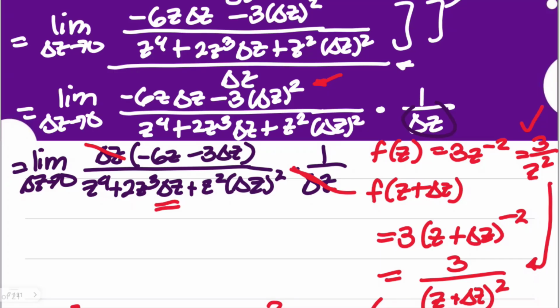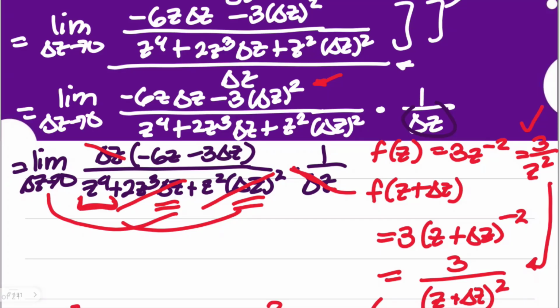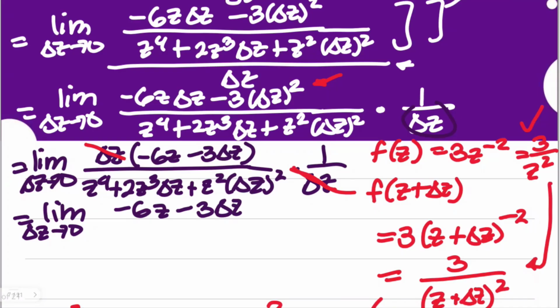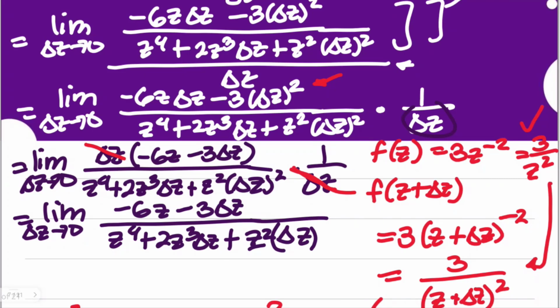Even if we have delta z's here, because we have a term that no longer has a factor of delta z. And if you substitute that here and here, with delta z becoming 0, we still have z to the power 4. And that's already good. So that's the next step we need to do. When we cancel that, we'll have the next step. Still limit. I'm not going to substitute it first. Let's just simply write here minus 6z minus 3 delta z all over z to the power 4 plus 2z cubed delta z plus z squared, the square of delta z.